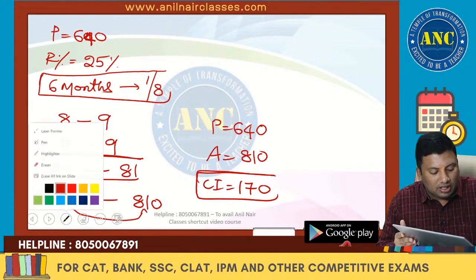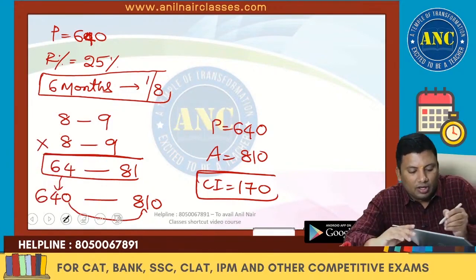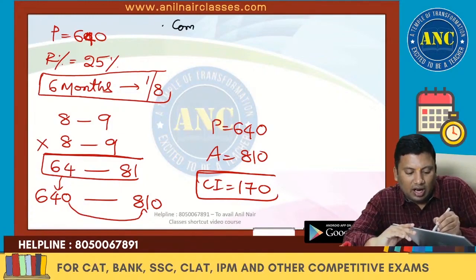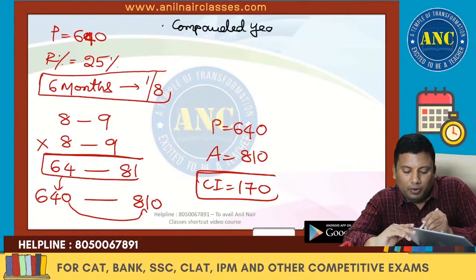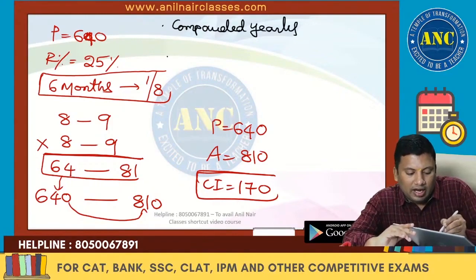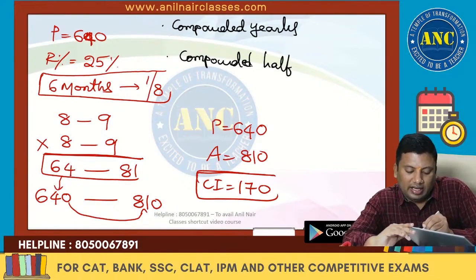Now if you observe a small observation, if it is compounded yearly and if it is compounded half yearly, what is that extra that you are getting? Let us see.